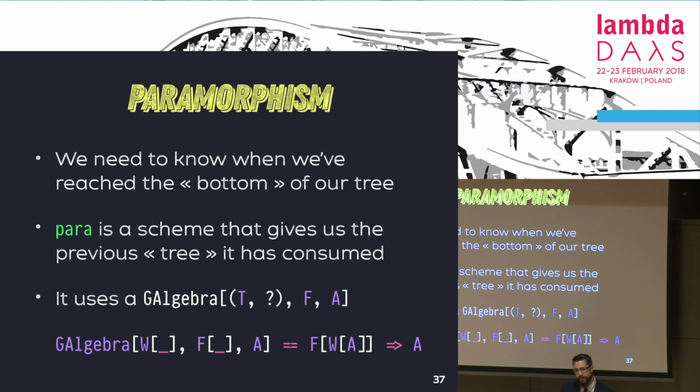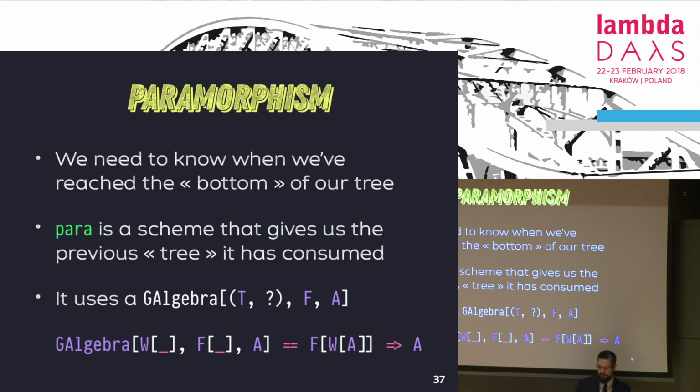There are other schemes than Cata, Ana, Hylo, and so on that have a more sophisticated interface. And one of them is Para. So Para is a fold. So it's a descendant of Cata. It gives you what you've computed with the previous level, the subtrees. But it also gives you the subtree that you have previously destroyed.